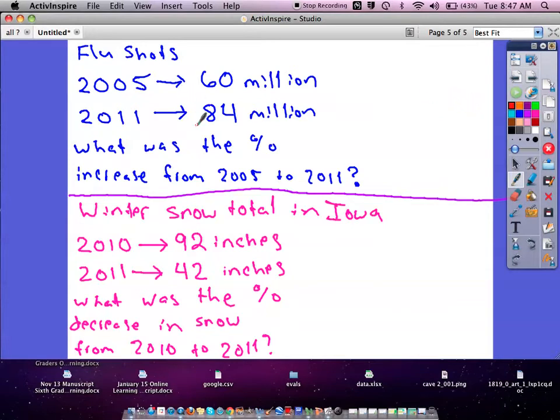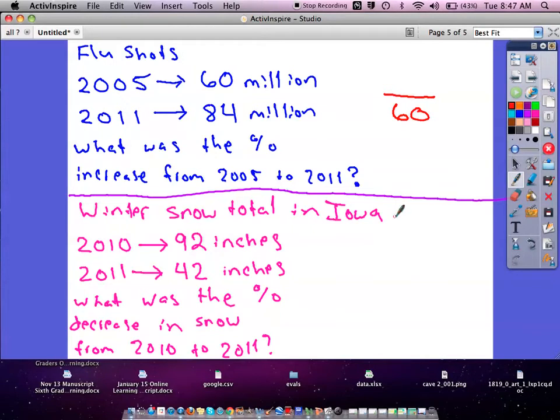Okay, in this problem, the flu shots. In 2005, 60 million flu shots were given. In 2011, we got more, 84 million flu shots. What is the percent that we increased in the flu shots from 2005 to 2011? So first thing is on the bottom we need what was the number before we increased? And the number before we increased was 60 million. That's the number before we increased.